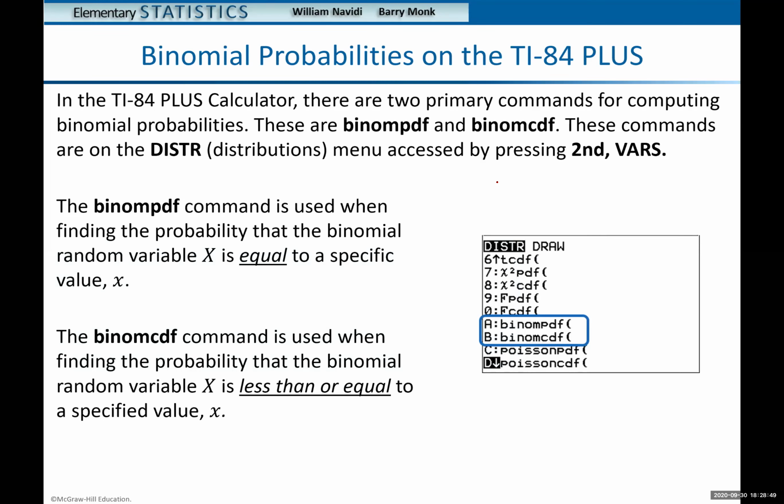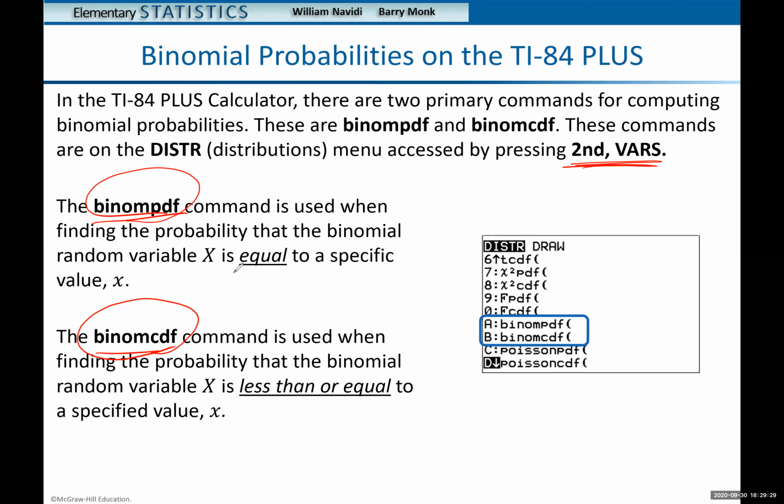So there are two things that you need to use for this type of problem. When you use your calculator, the first thing you're going to press is second vars, and then you're going to choose either binom PDF or binom CDF. Since this section is all about binomial distributions, that's why we're using binom PDF and binom CDF. So what is the difference between these two? When do you use binom PDF and when do you use binom CDF? Take note of this.